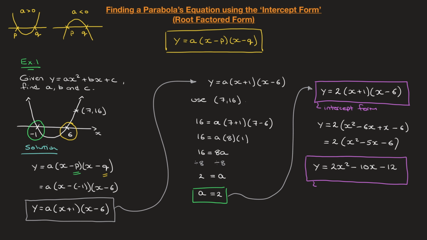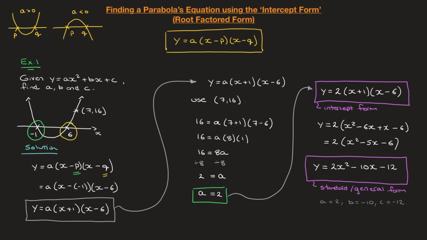And in fact, I'll label that as well. That's the standard, also known as the general, so I'll write that as well, standard or general form of this parabola's equation. And I suppose we could even finish by saying that a is therefore equal to 2, b is equal to negative 10, and c is equal to negative 12.